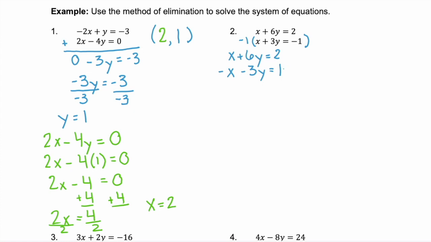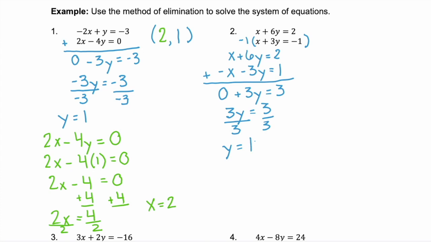So we get negative x minus 3y equals 1. Now we can add these two equations together. And notice x plus a negative x, that eliminates the x variable, so we get 0. 6y plus a negative 3y, we get a positive 3y, equals 2 plus 1, or 3. So we have 3y equals 3. Divide by 3. And once again, y equals 1.